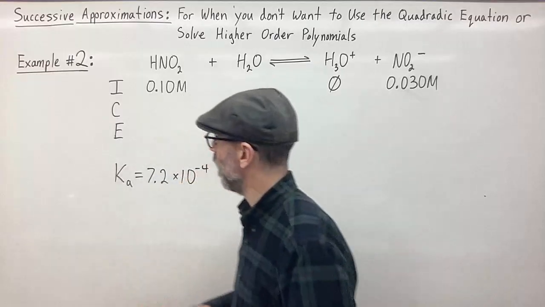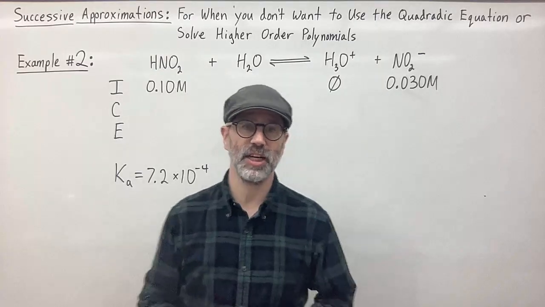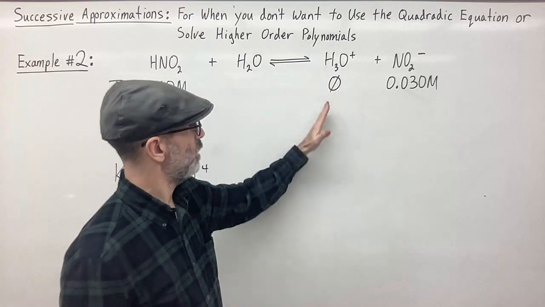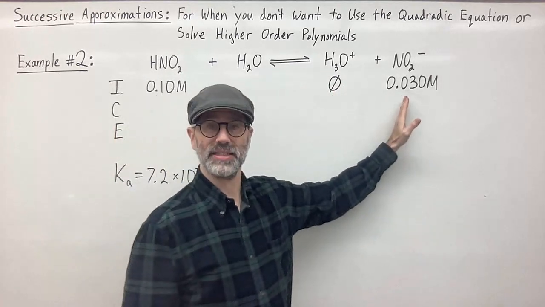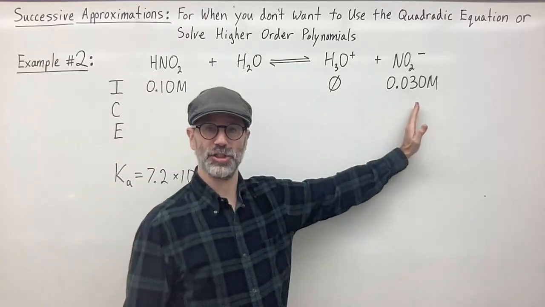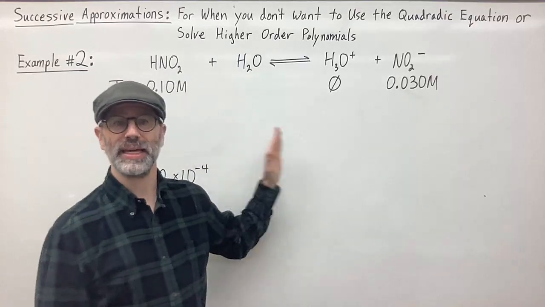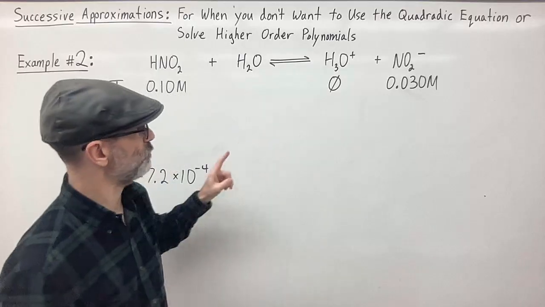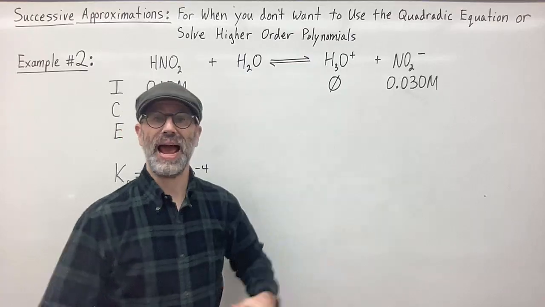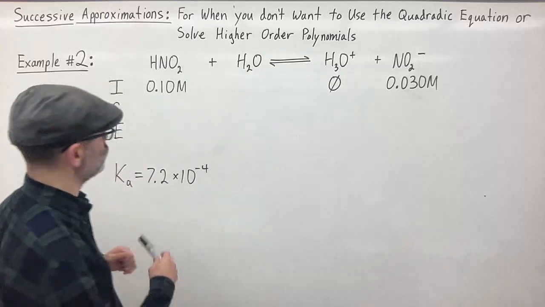Okay, so here's my example. I have HNO2. That's a weak acid. It's going to be reacting with water. And I have 0 H3O plus, and I have this. Now, this is a buffer situation where I have the acid and the conjugate base in solution. So we're going to find the pH of this buffer. So what we need to do is find the H plus concentration, or the hydronium concentration at equilibrium for this buffer. So let's get started.